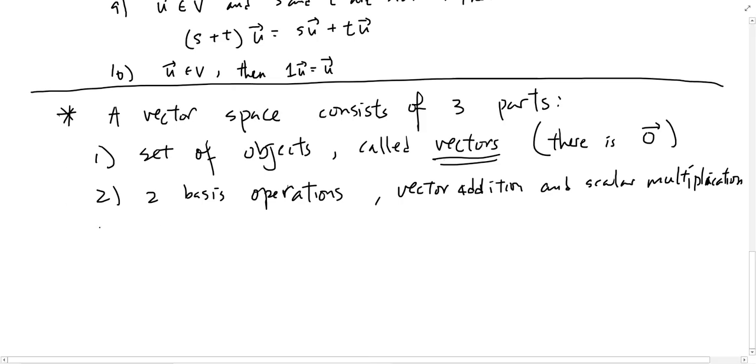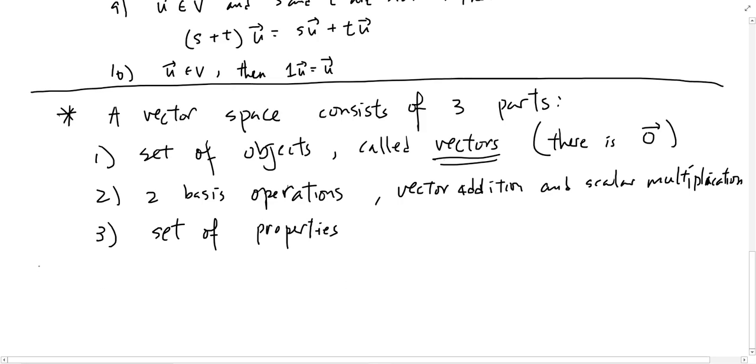And number three, which is probably the most important of these, is that it must satisfy the set of properties. You must satisfy these 10 properties in order to define what a vector space is.